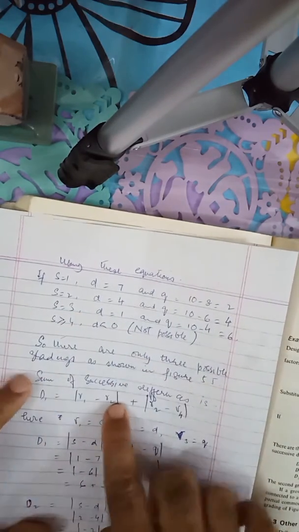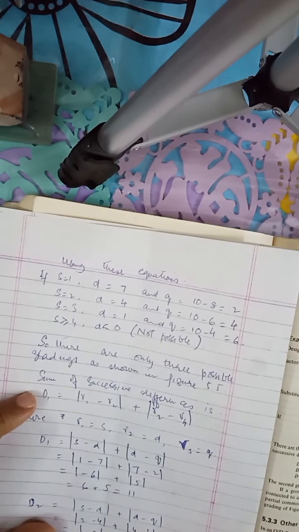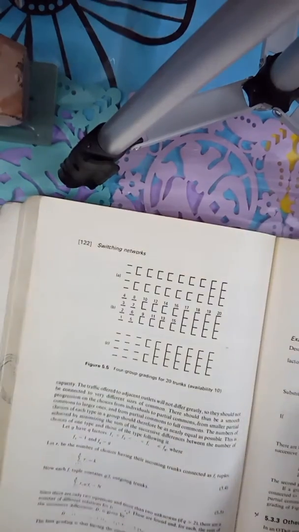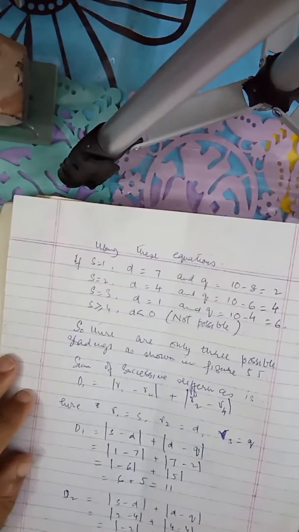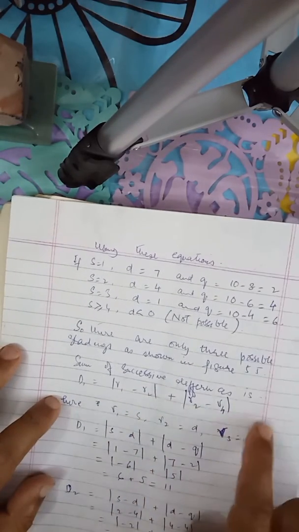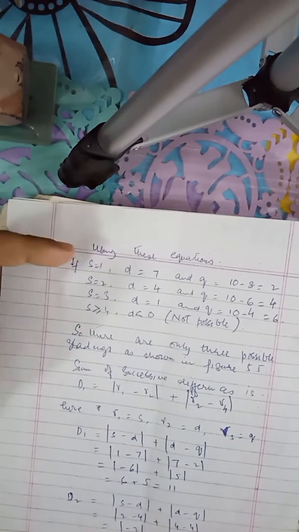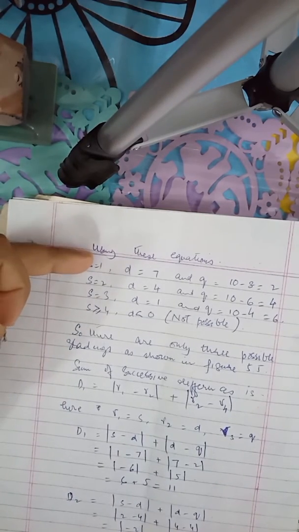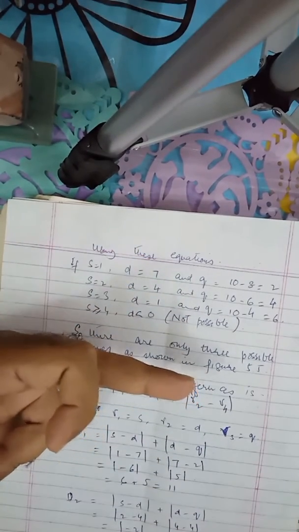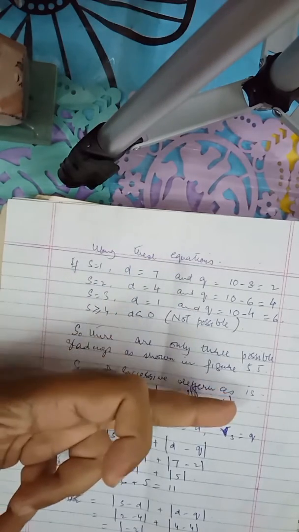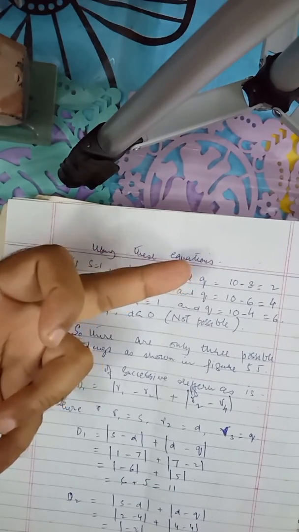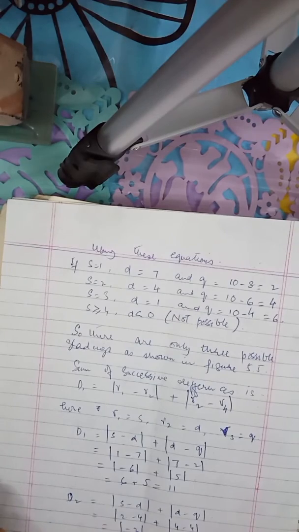So in these cases, we have to find the sum of the successive differences, given in equation 5.6 in the book. D1 is equal to |R1 minus R2| plus |R2 minus R4|. Take the first case. Here R1 is S, which is equal to 1. R2 is equal to D, which is equal to 7. R4, because this is the third factor, is Q, which is equal to 2.